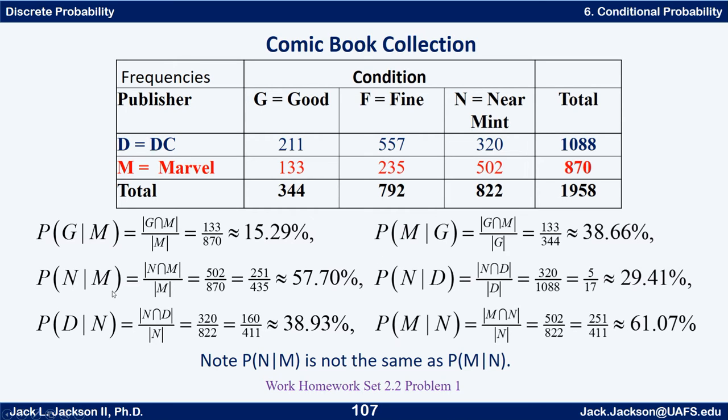Probability of near mint given Marvel would be the size... well, let's look at the denominator first. We know it's Marvel, so we're restricting to this row. We divide by 870, and we want the ones that are near mint and Marvel for the numerator. That's 502, and so it's 502 over 870, which reduces to 251 over 435. So either one of those is your exact value. There's the reduced fraction form, and approximately it is 57.7%.